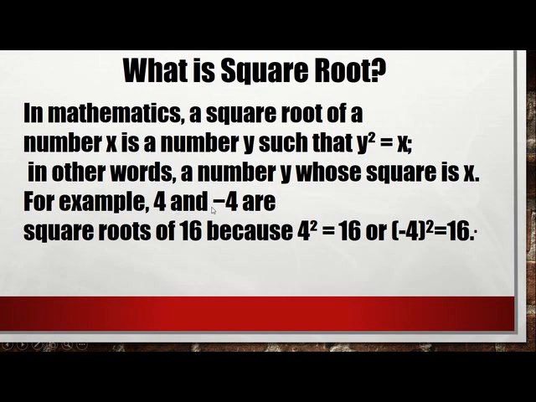For example, 4 and minus 4 are square roots of 16. Why? Because 4 square is 16 and minus 4 square is also 16. What do I mean by square? 4 into 4, that is 16, and minus 4 square, that is also 16. So the square root of 16 is 4. I believe you can understand the meaning of square root.